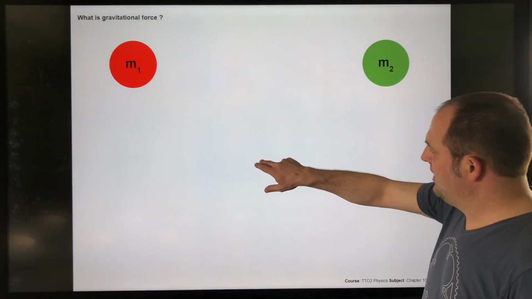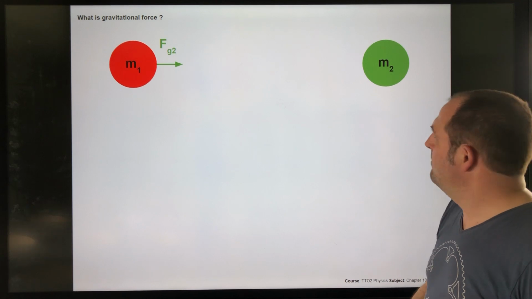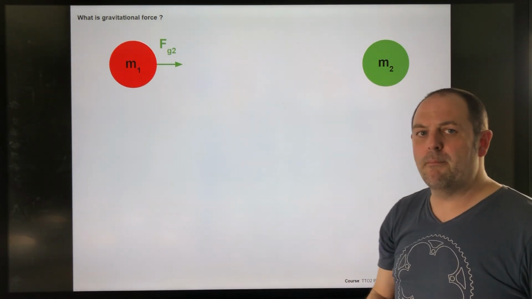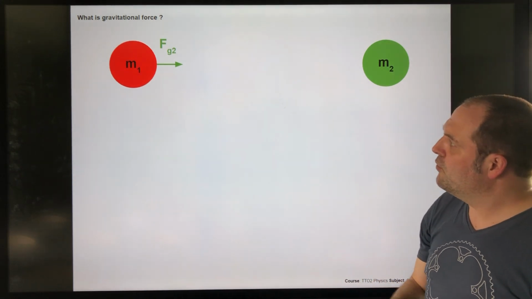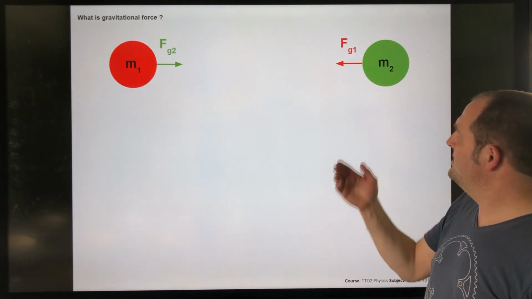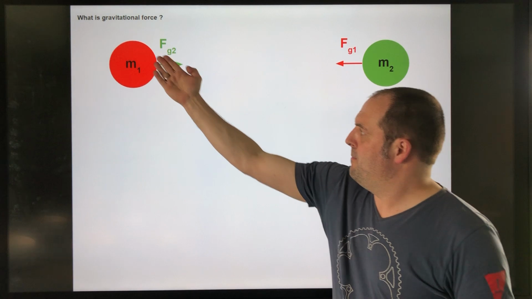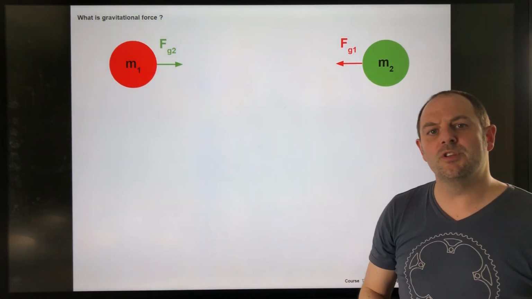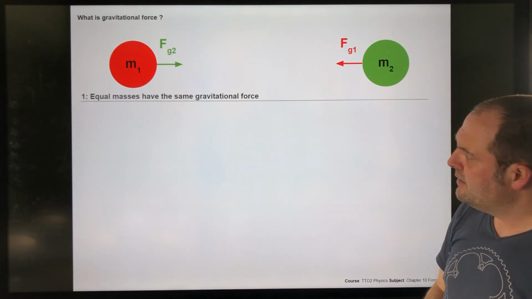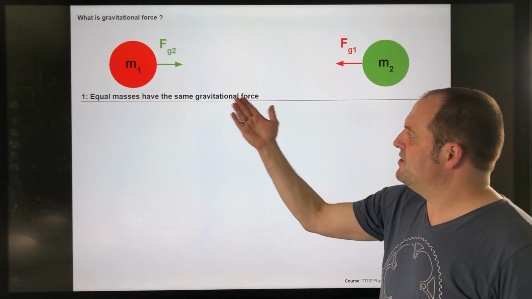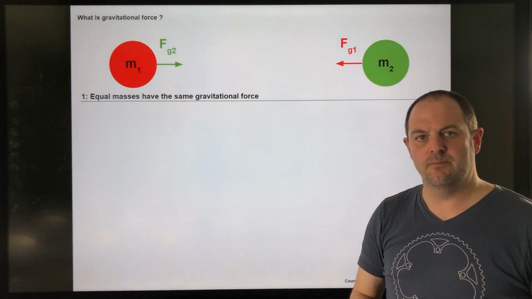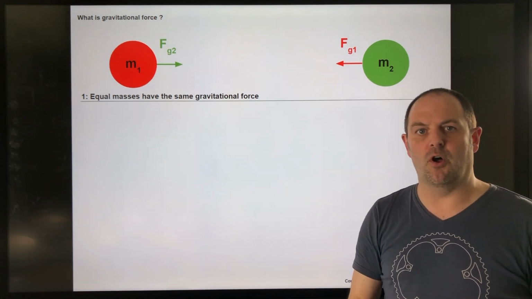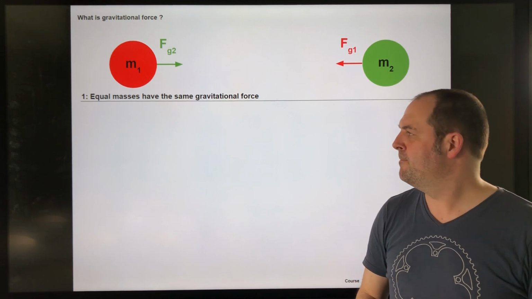Well, if you have two objects and the mass is the same, then the gravity force working on you caused by mass number 2 is of course going to be equal in size to the gravity force caused by mass number 1 pulling on mass number 2. So the first rule that you need to know is this: equal masses have the same gravitational force. So if the mass is the same, the gravity force pulling on it is exactly the same.